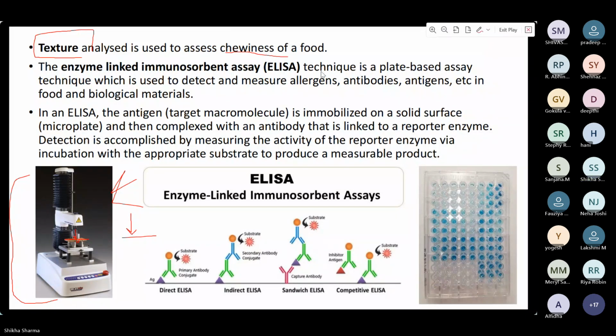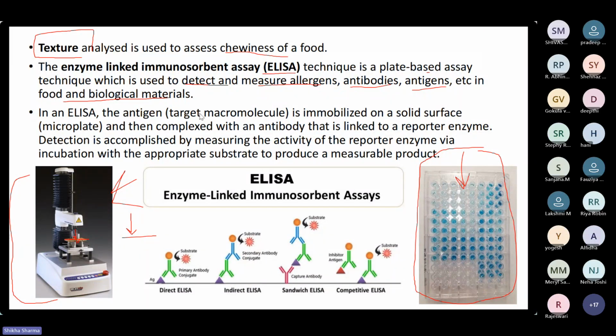Next is ELISA. Basically this technique uses a plate like this. We have the plate-based assay. There will be wells, and we'll put certain enzymes, antigens, and antibodies to analyze such kind of test. So what we're going to do? Basically it is used to detect and measure allergens, antibodies, and antigens which are present in the food and biological materials.